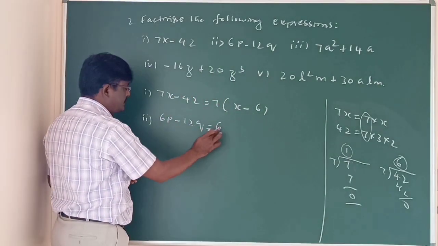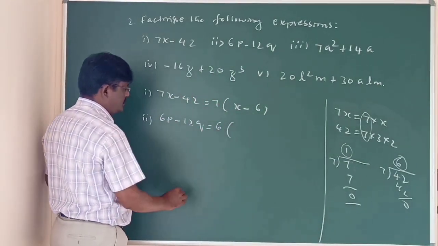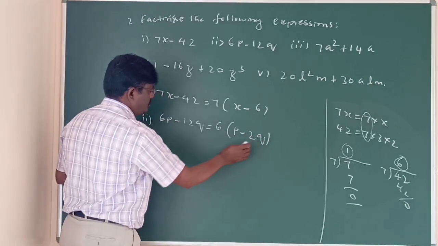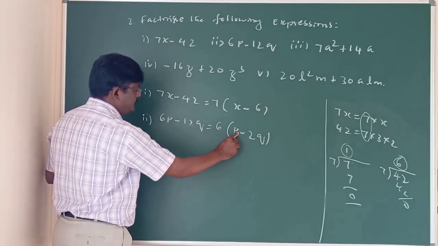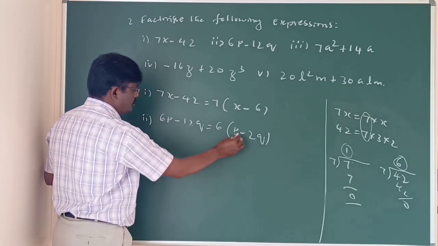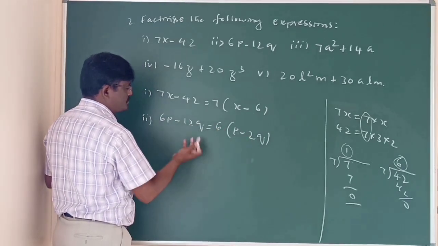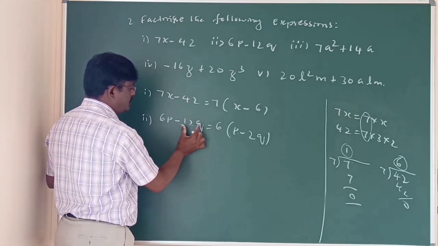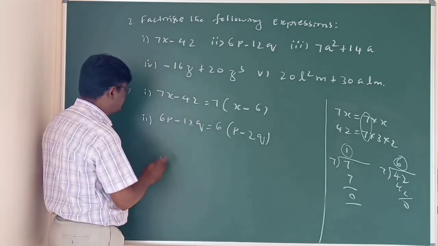What is the common factor now? 6. Take 6 out. 6 ones are 6, 6 twos are 12. 6 into p, 6p, 6 twos are 12 into q, plus into minus, minus 12q. This is how we can factorize the given binomial by taking the common factor.